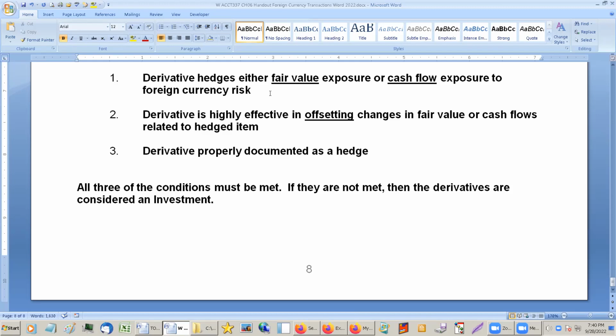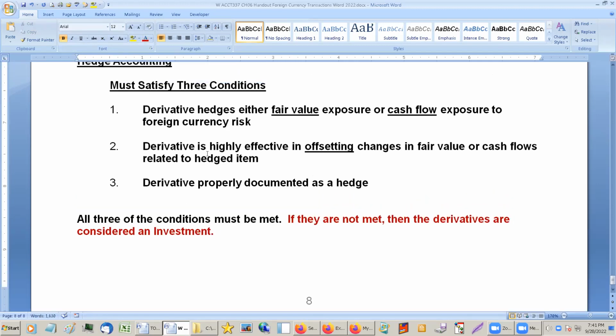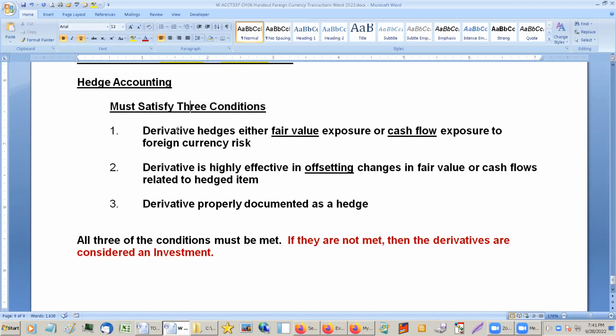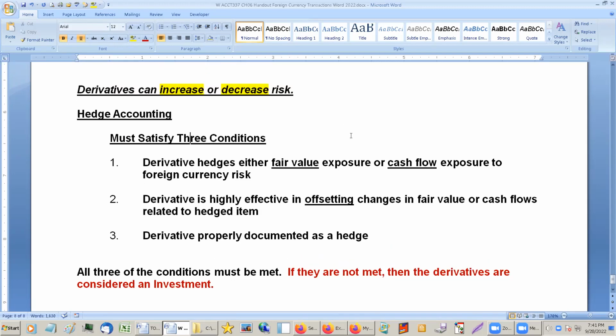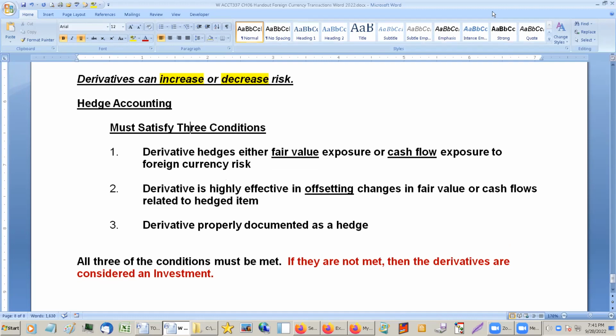Now, you say, well, what if it doesn't? That's not a problem, but you're going to count it as an investment. You're not going to count that as a true hedge, which is to reduce your risk. So you can actually reduce risk or increase risk with derivatives.